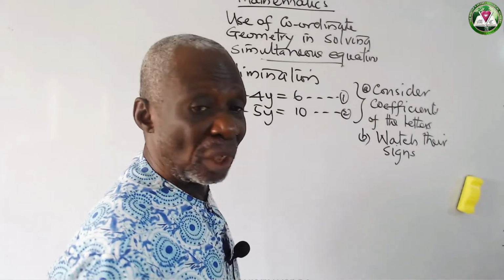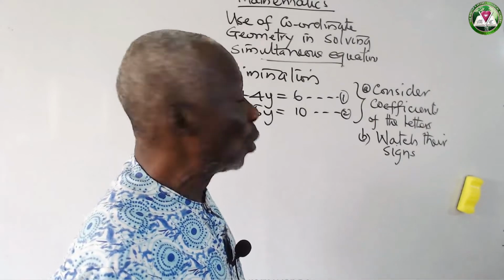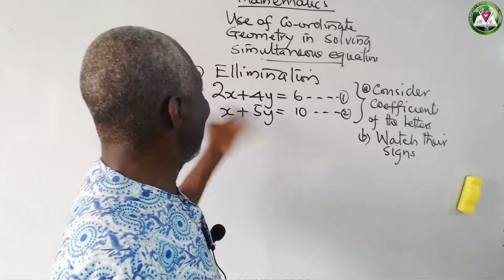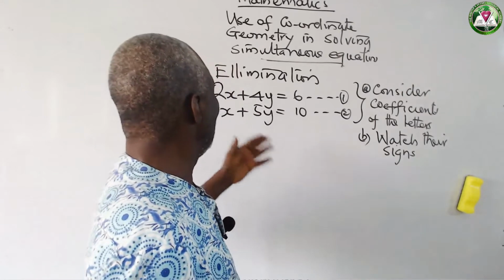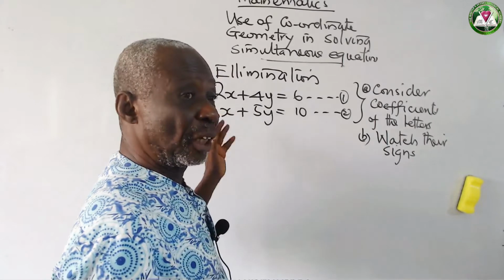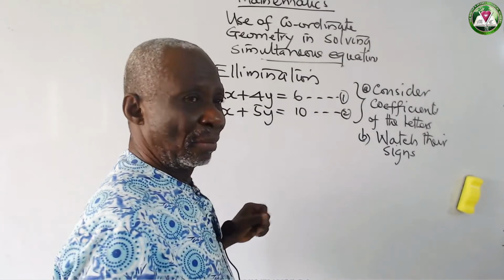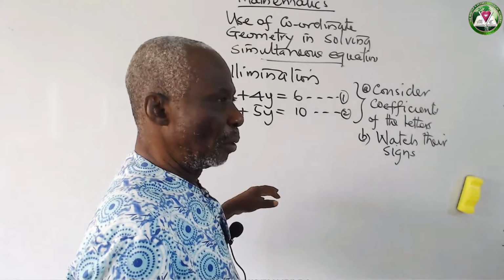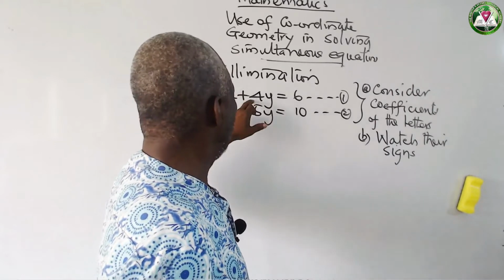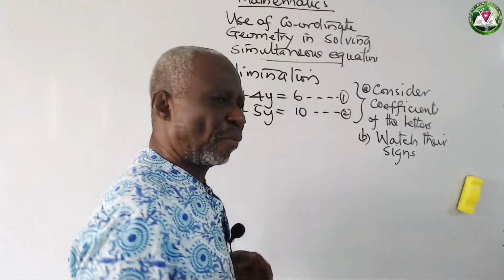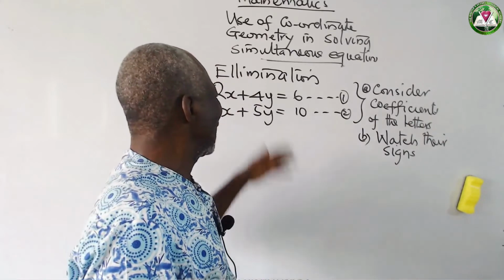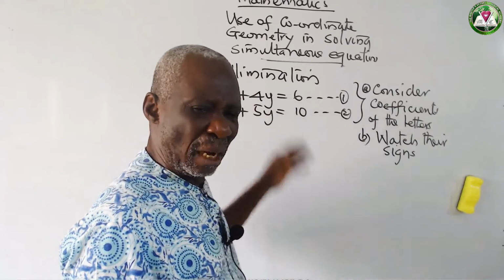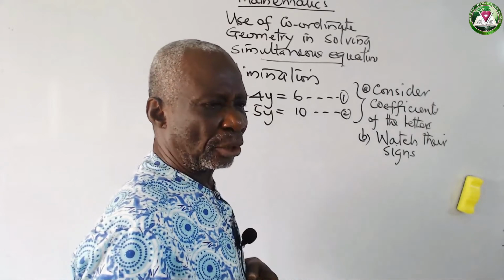Then what are we going to do with the coefficients? Looking at the coefficients here, in the first one, the coefficient of X is 2. In the second one, the coefficient of X is 1. In the first one, the coefficient of Y is 4. In the second one, the coefficient of Y is 5. You can see that the coefficients of Y are higher than that of X.